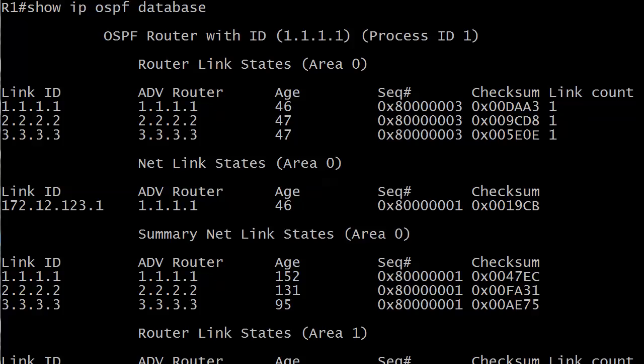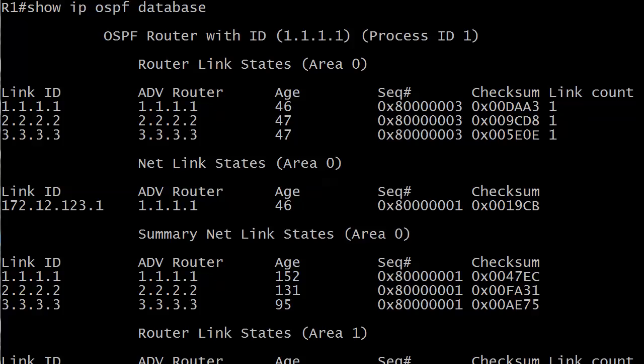The type 2 LSAs are the next ones down, and those are our network LSAs. Now note we only have one of those, and here's why. These identify the DRs and the BDRs in that area. Since this is an NBMA network, we know that we fixed the election so that we have one DR, and we know router 1 won that, and there would be no BDR.